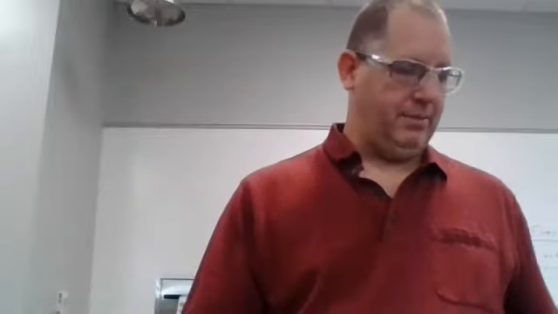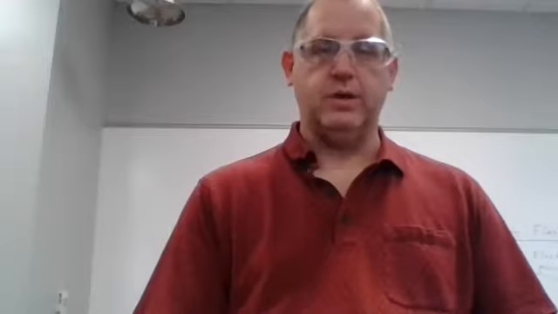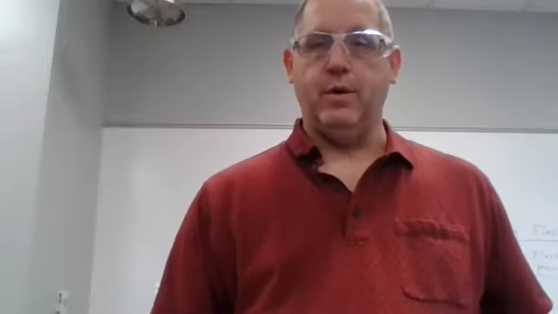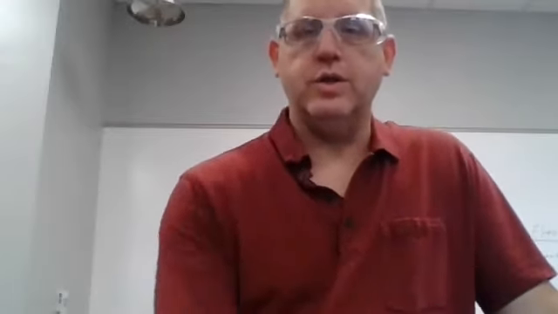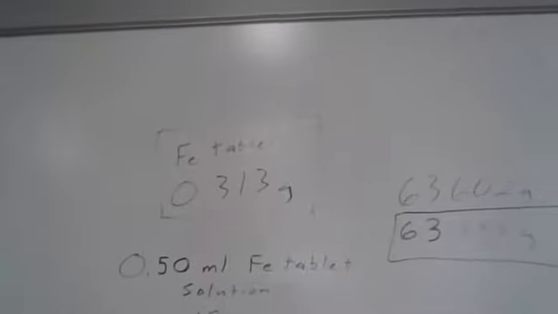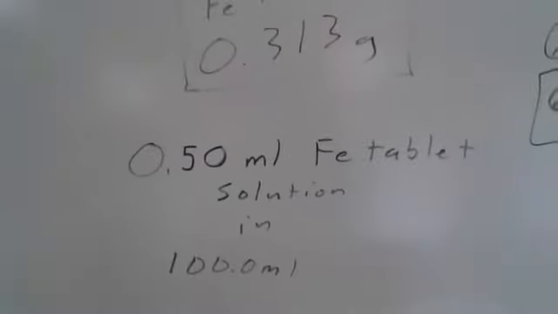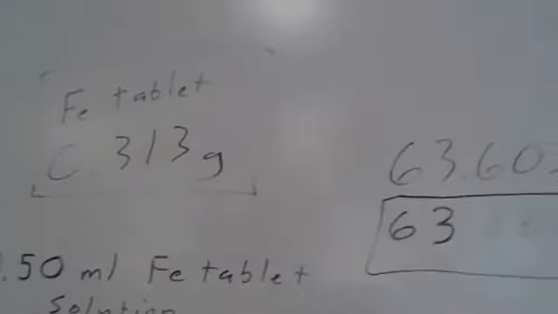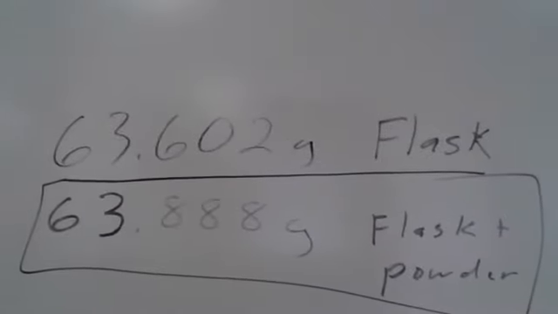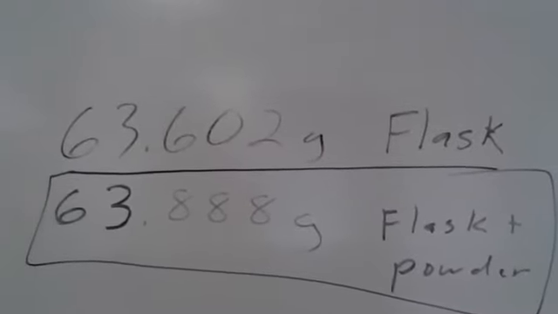I have my iron tablet solution and my 1, 2, 4, and 5 milliliter solutions. With that, I'm going to go ahead and pause, and we will go across to the atomic absorption spectrometer. I'm going to take one last moment to make sure that you can see this. There you can see the iron tablet. There you can see the dilution that we did with the iron tablet. And there you have the mass of the flask and the mass of the flask plus powder.